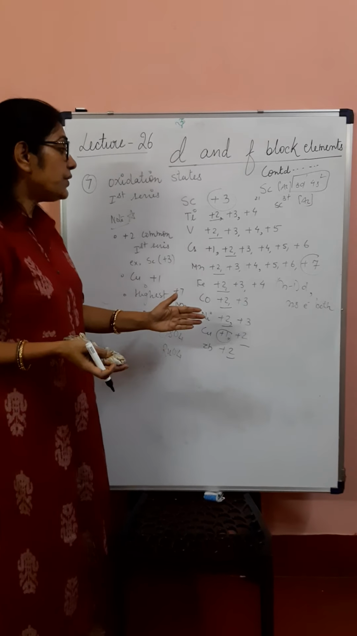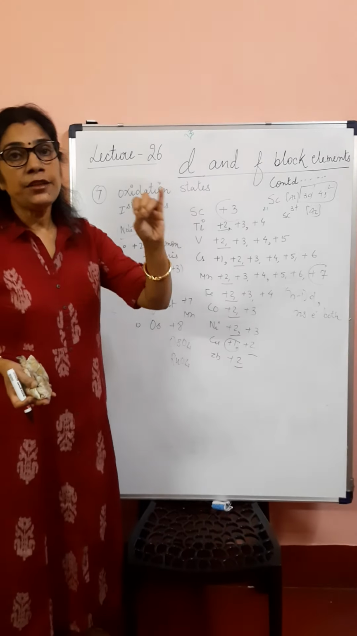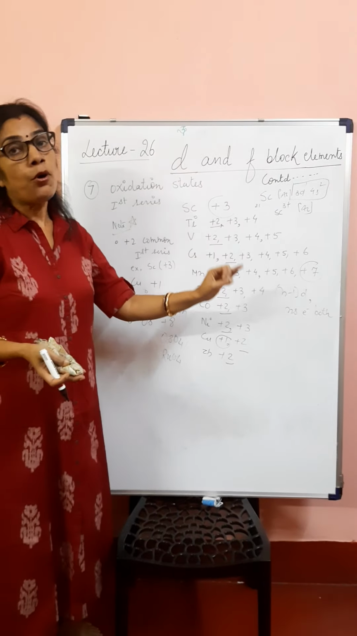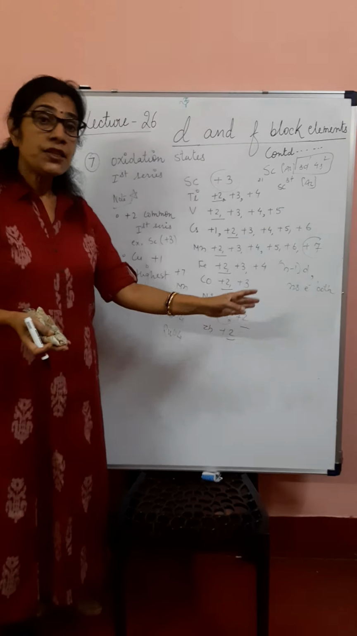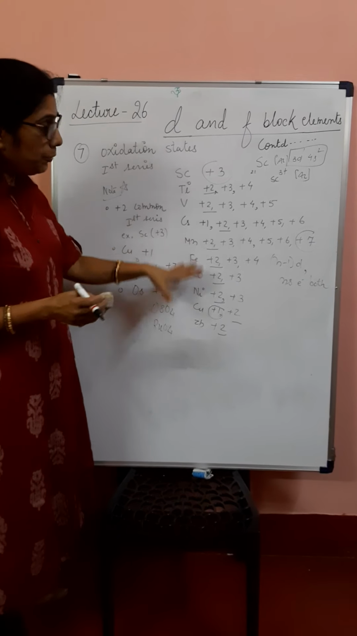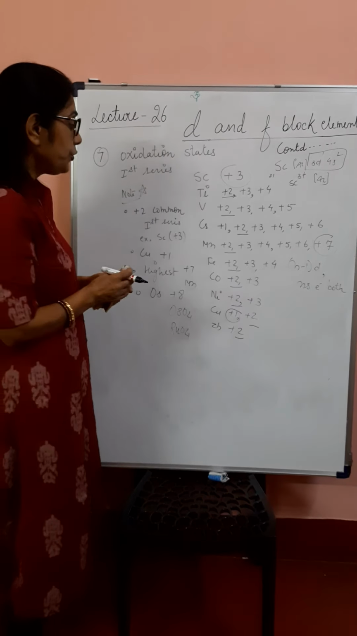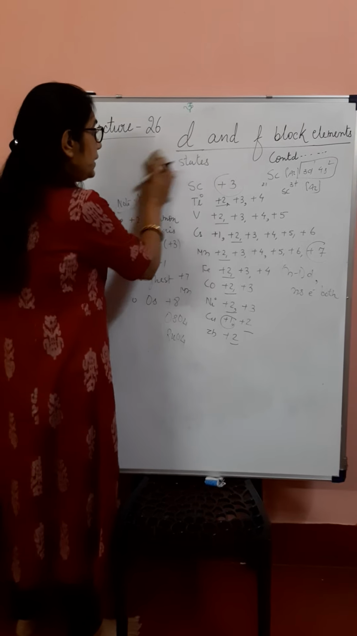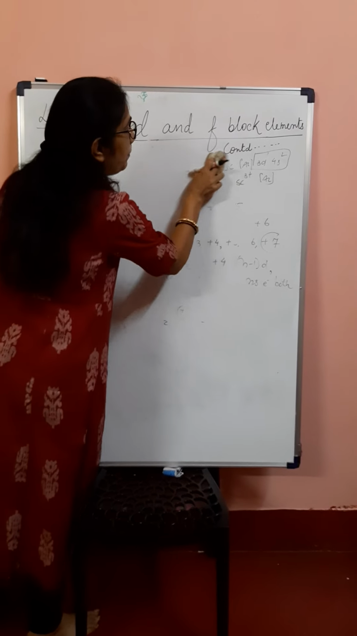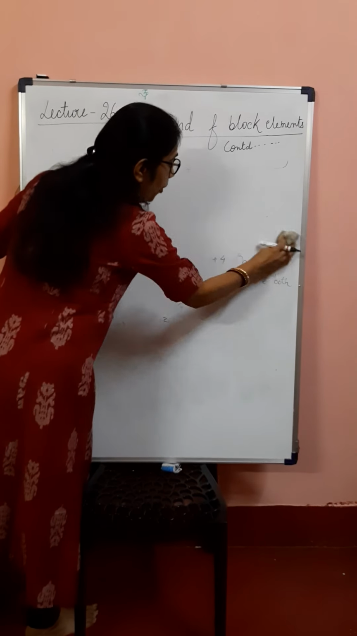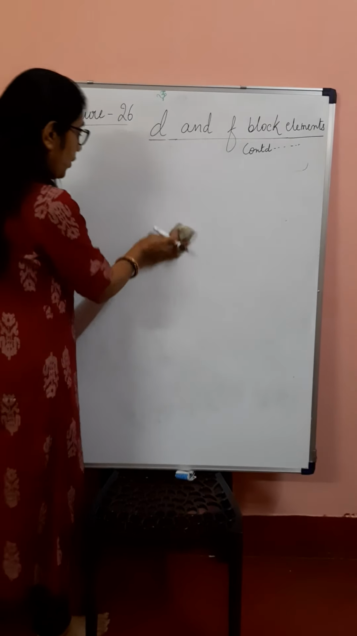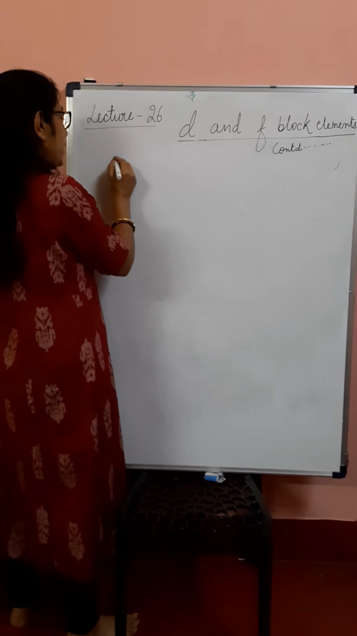Amongst the first transition series, what is the common oxidation state? +2. Who is the exception? Scandium. Who shows +1? Copper. Who shows the highest in the first transition series? Manganese, that is +7. I hope it's clear to everyone. So just go through it and prepare a list of it. This is very, very important. Dear children, make note of it. Very important for MCQ objective and for conceptual questions as well.